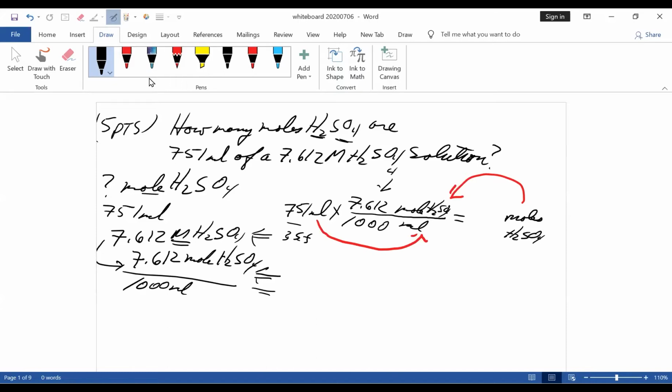Now, this is three significant figures. This is four significant figures, and this is an exact number. Exact number doesn't play a role. When you multiply and divide, you get the same number of significant figures as the number that has the fewest. So this would be three significant figures. And therefore, let me write this down.